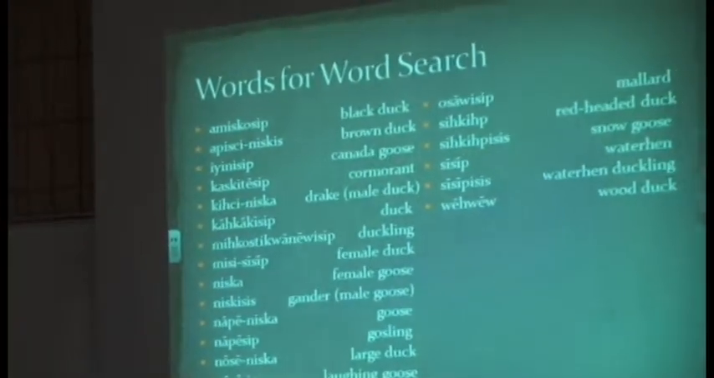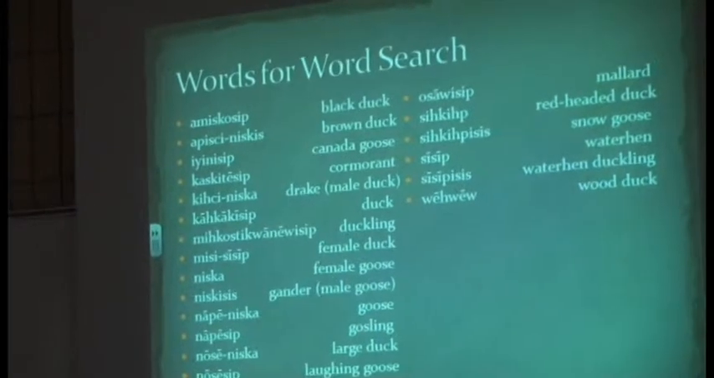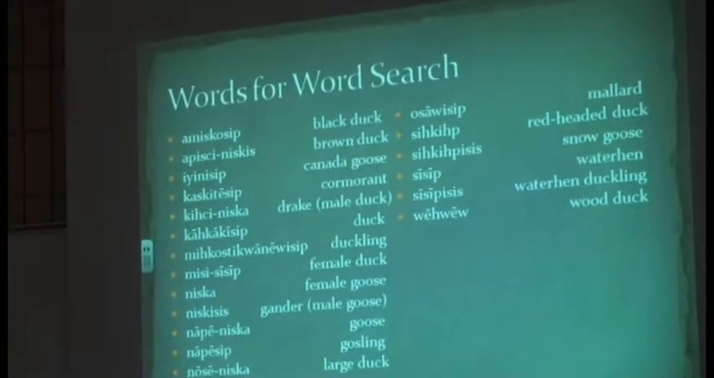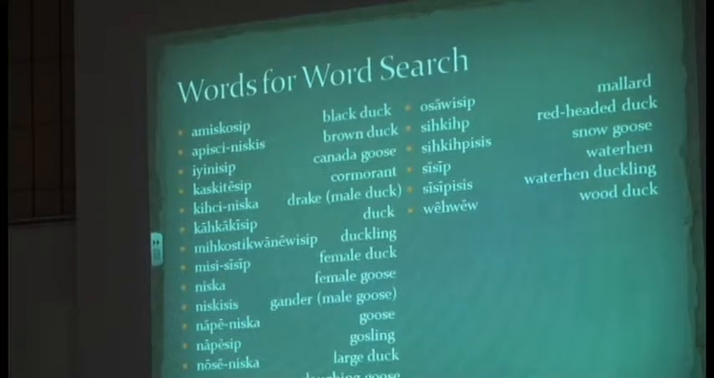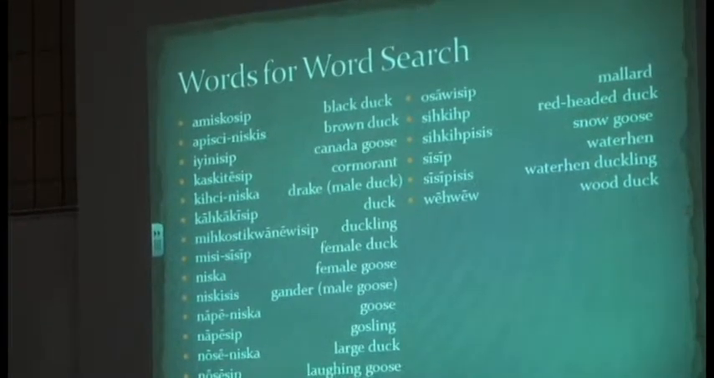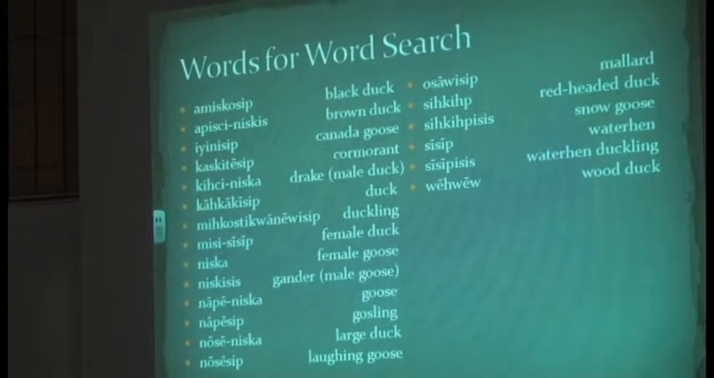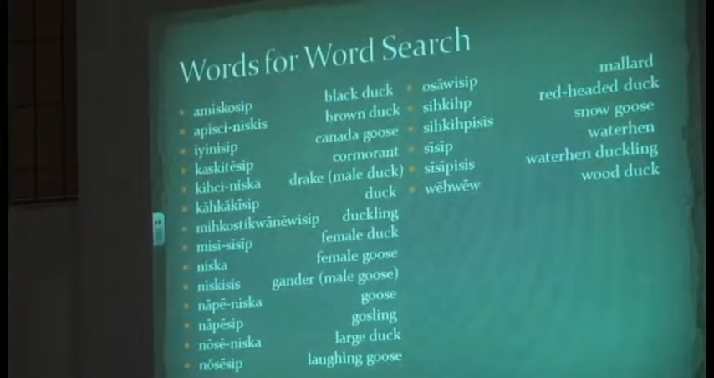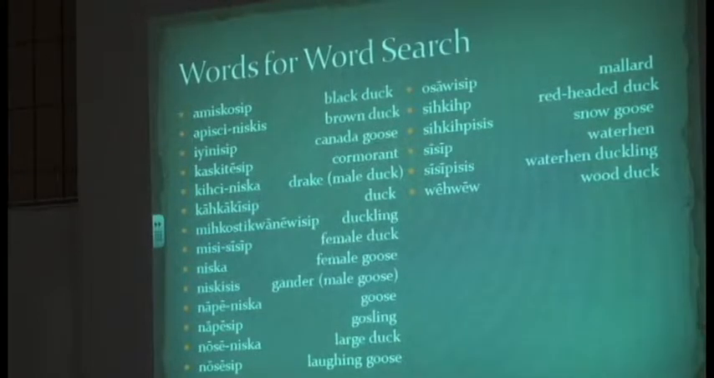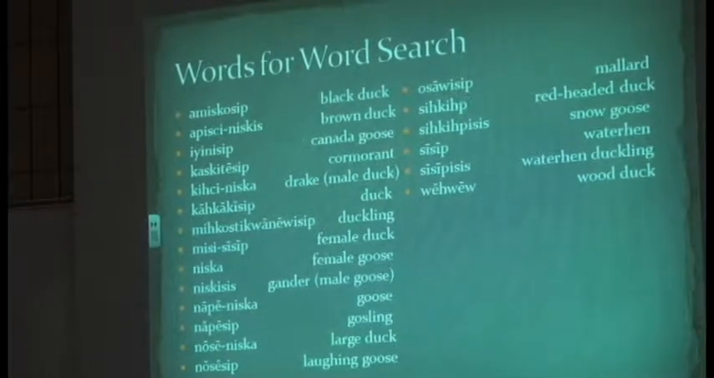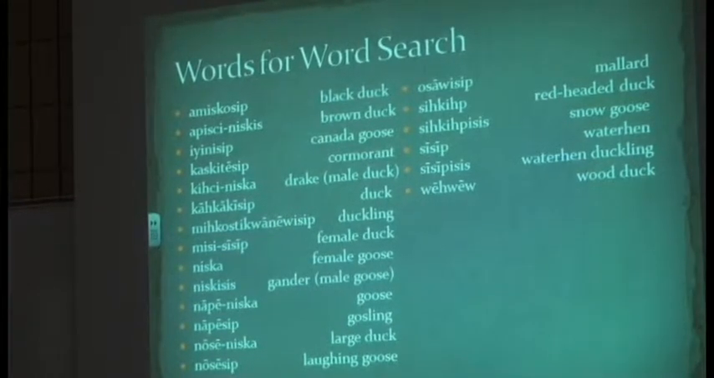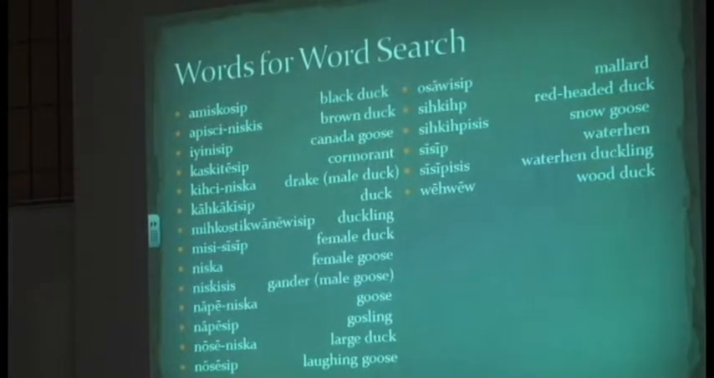Okay, so here's the word list. And these are not translations across. This is just the two lists in alphabetical order. And then you've got a match, so your matches will often not go directly across. So, nabesu is a male duck. Correctly. Mapei mistikwa is a male goose. And sisipipisis is a duckling.